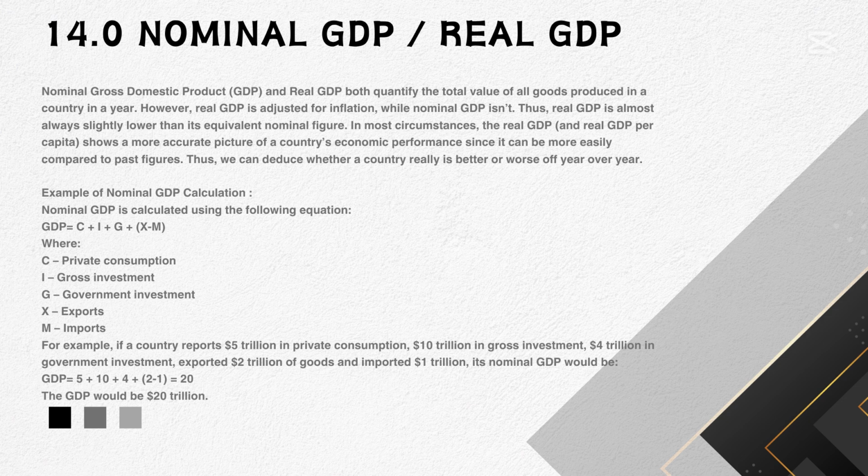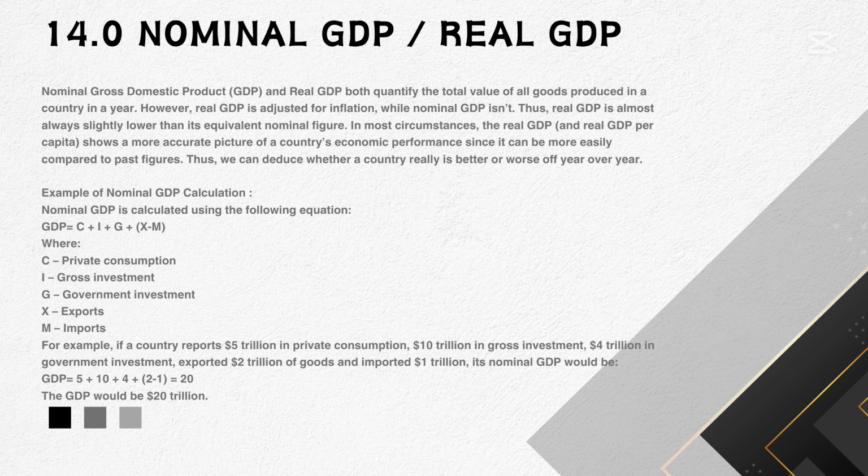For example, if a country reports private consumption of $5 trillion, gross investment of $10 trillion, government spending of $4 trillion, exports of $2 trillion, and imports of $1 trillion, then the nominal GDP is equal to 5 plus 10 plus 4 plus 2 minus 1, which is $20 trillion.